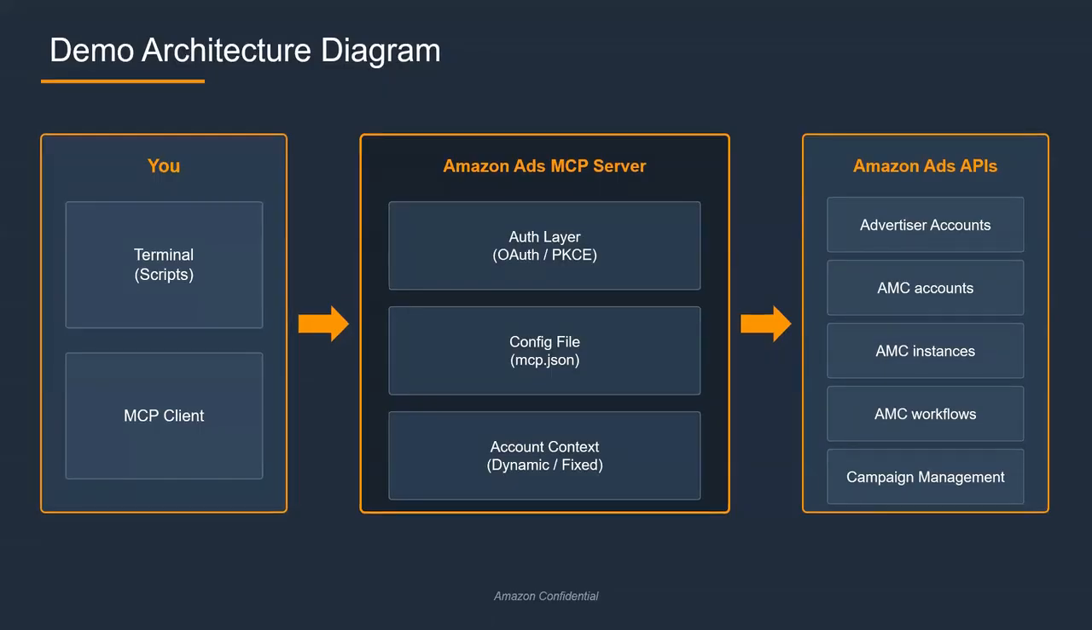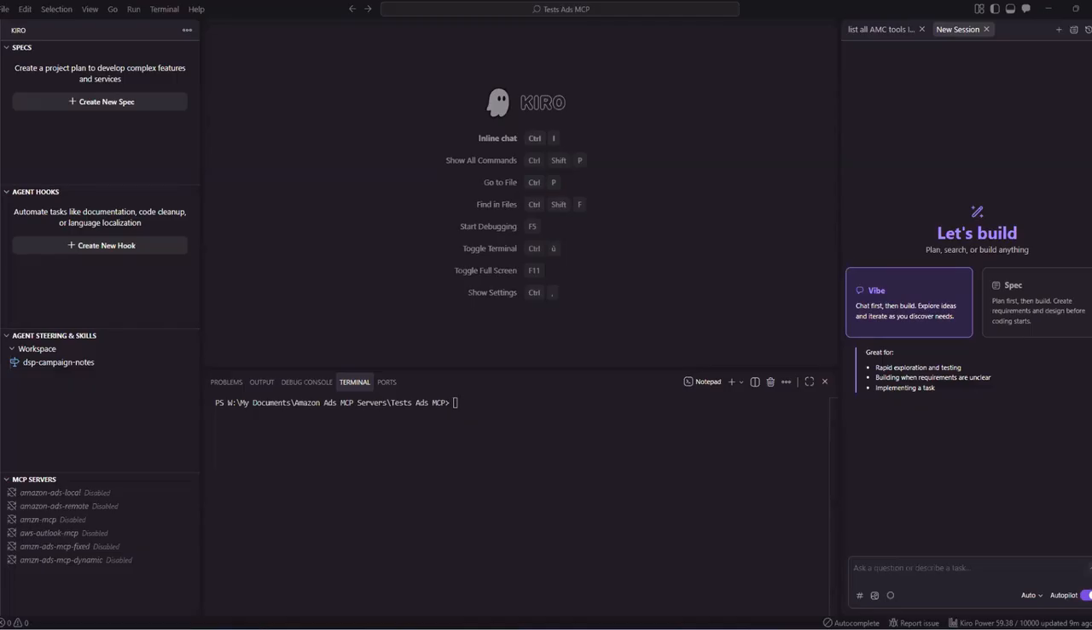Now let's switch over to my terminal. I'm using Kiro as my coding assistant and IDE platform, and I'm going to show you 2 things. First, how to set up and use the MCP tools to interact with Amazon Ads. And second, how to use skills for more complex workflows, like creating a DSP campaign.